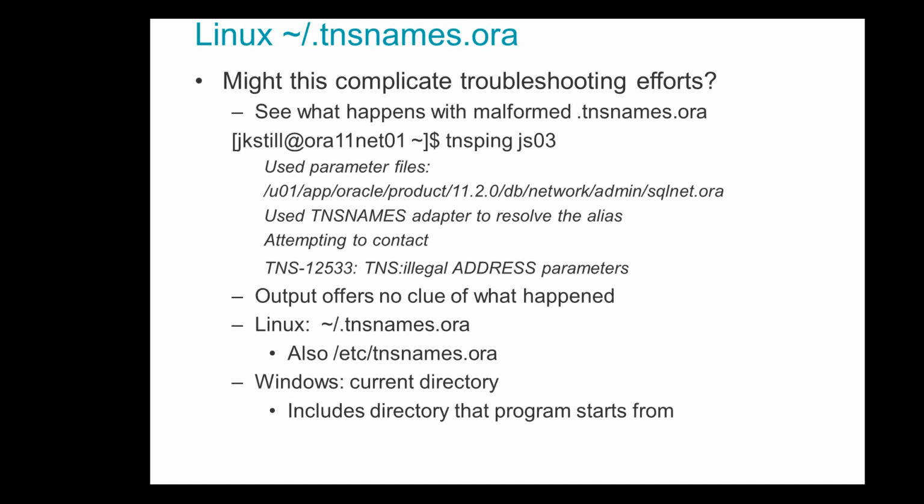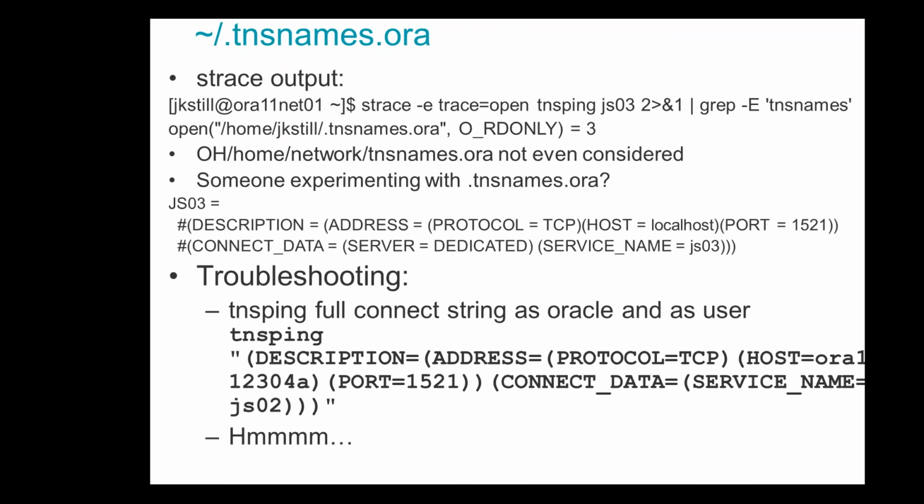Keep in mind, too, that on Windows, this can include the current directory. So you need to look there first if you're doing this on Windows and run into connectivity issues. And also /etc/tnsnames.ora. We will discuss that some more later. So in this case, we'll find that the problem was actually in the .tnsnames.ora file. We did a little strace here just to get an idea of what's going on. It opened .tnsnames.ora. So it's using the user's, in this case mine, local .tnsnames.ora, but it's not complete. Maybe somebody was experimenting with it. But in any case, JSO3 is not found because the entry is incomplete.